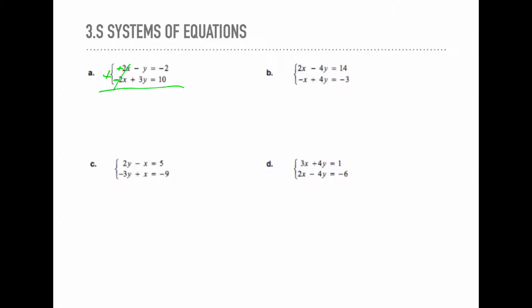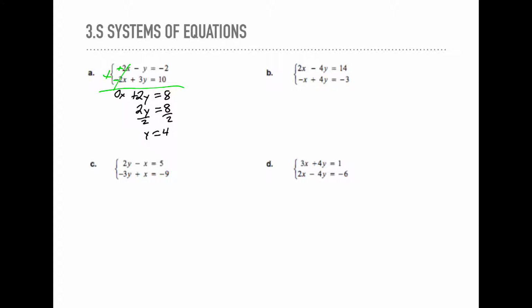So when we do that and we get 0x, we can then look at the y's, and negative y plus 3y is going to give us a positive 2y, and negative 2 plus 10 is going to give us 8. So I can rewrite that without the x and just say 2y equals 8, divide by 2, and get an answer of y equals 4.